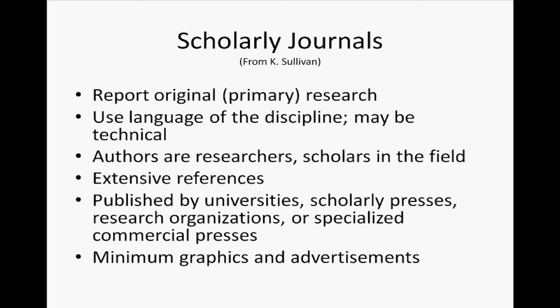So, what are scholarly journals? In any of the research that we're wanting you to cite out there, we are really wanting you to cite scholarly sources. So these are reports of original data. They use the language of the discipline, which may be technical and sometimes difficult to understand. The authors are usually the researchers and the scholars in the field. They have extensive references. They're often published by universities or scholarly presses or research organizations. There's minimum graphics and advertisements. It's mainly black and white text and maybe some tables and charts.